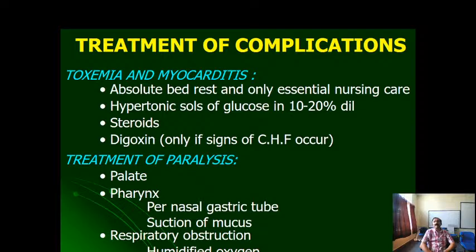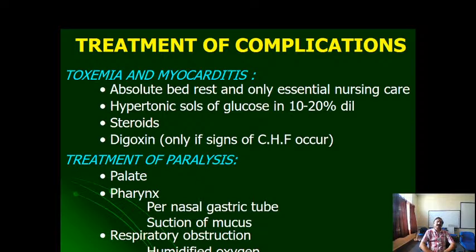For the toxemia, you might require to give hypertonic solutions of glucose 20%, and steroids. And if the person goes into congestive heart failure, then you give him digoxin. For treatment of paralysis, you ensure that you give the patient good nursing care. And for the pharynx, you may have to put a gastric tube and suck out the mucus, because the patient is unable to do that.